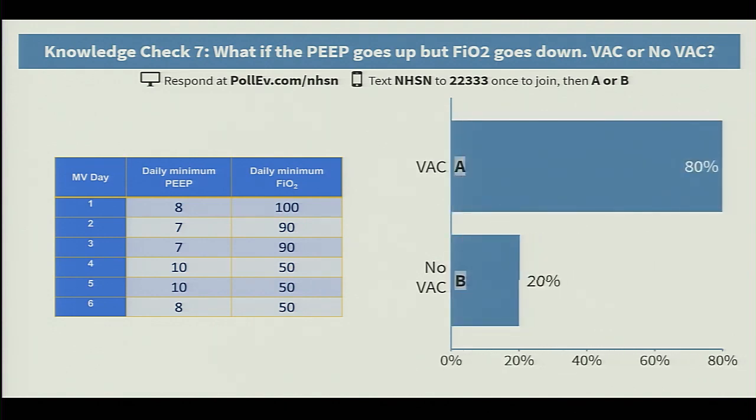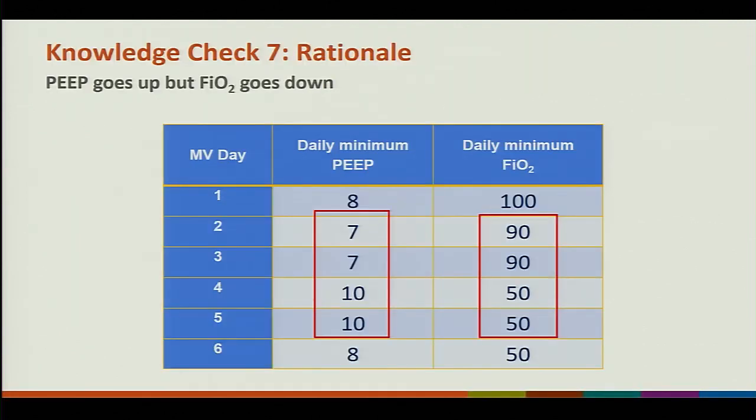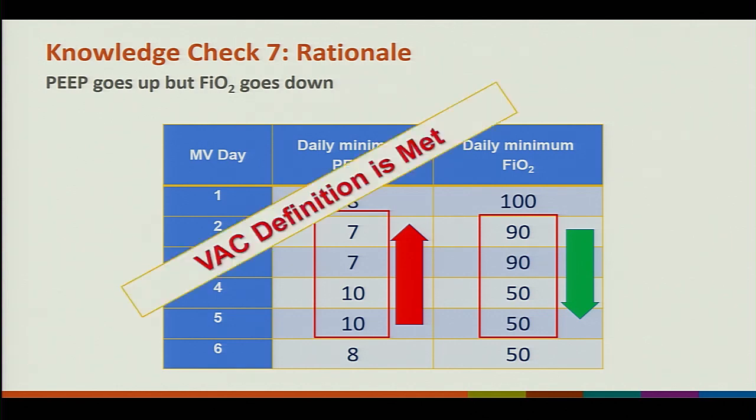Okay, on this slide, we have PEEP going up, but FiO2 goes down. Would we have a VAC or not a VAC? All right, we have just about most of you that said we would have a VAC. So remember that each parameter is independent of the other. It is possible to have an increase in one and a decrease in another, which meets the VAC criteria. In this scenario, VAC definition is met. Very good.